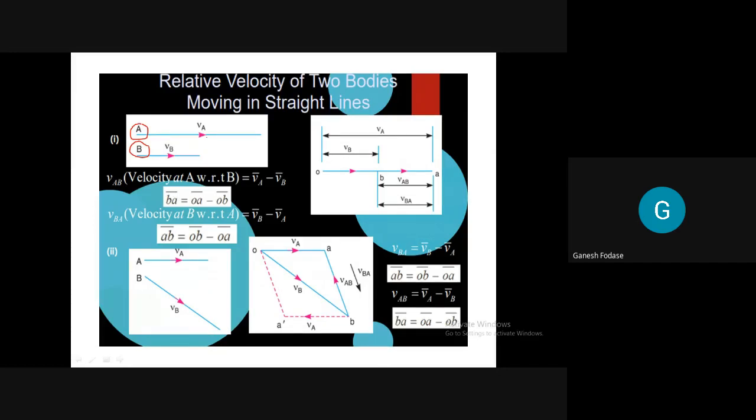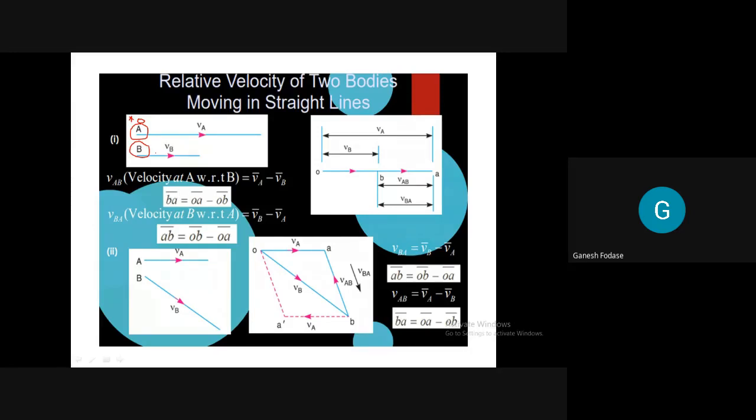If I'm saying velocity of A, let's say of a train or a man or anyone, velocity of A with respect to a fixed origin, fixed reference, let's say this is origin O here, or anywhere it is. When I'm defining velocity of any object with respect to a fixed reference, it is called absolute velocity. Let's say velocity of A with respect to O is the absolute velocity, VA. Velocity of B with respect to this fixed reference origin is VB. So when I'm defining velocity with respect to a fixed frame of reference, it is called the absolute velocity.